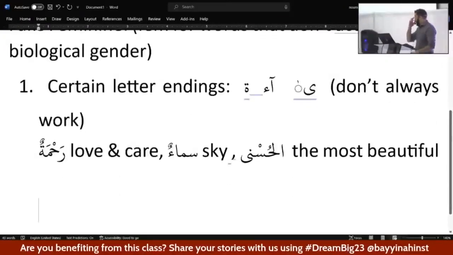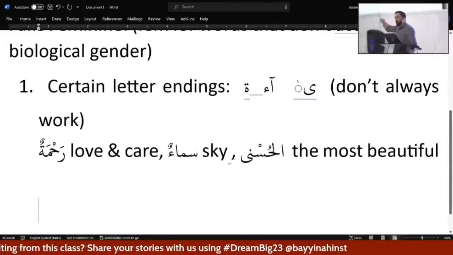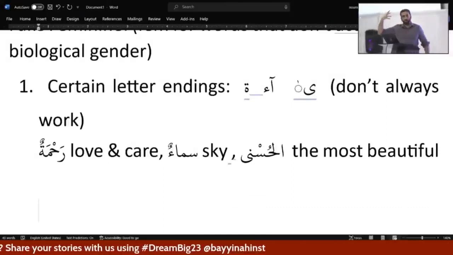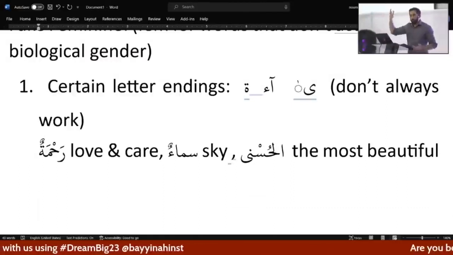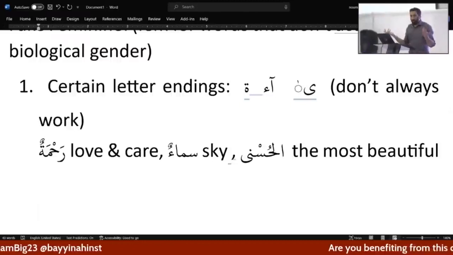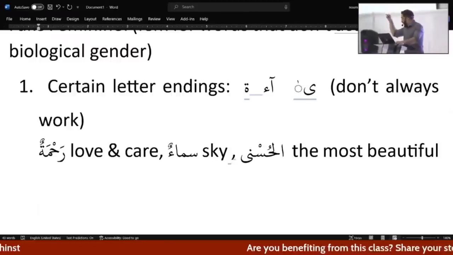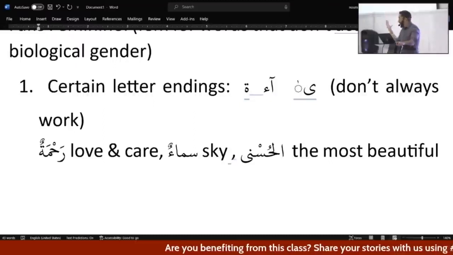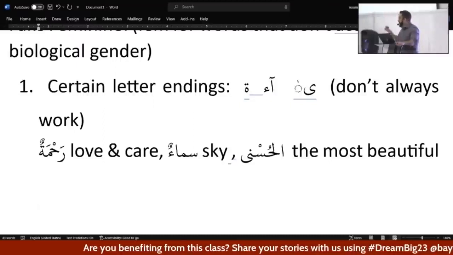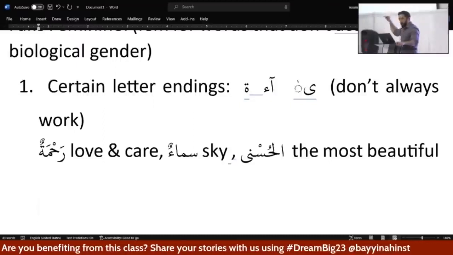These words, Rahma, love and care. Is that a he, she, or it in Arabic or in English? It's an it. Rahma is an it. But in Arabic, because there's a round ta on it, it's considered feminine. Okay? Sama ends with it, right?